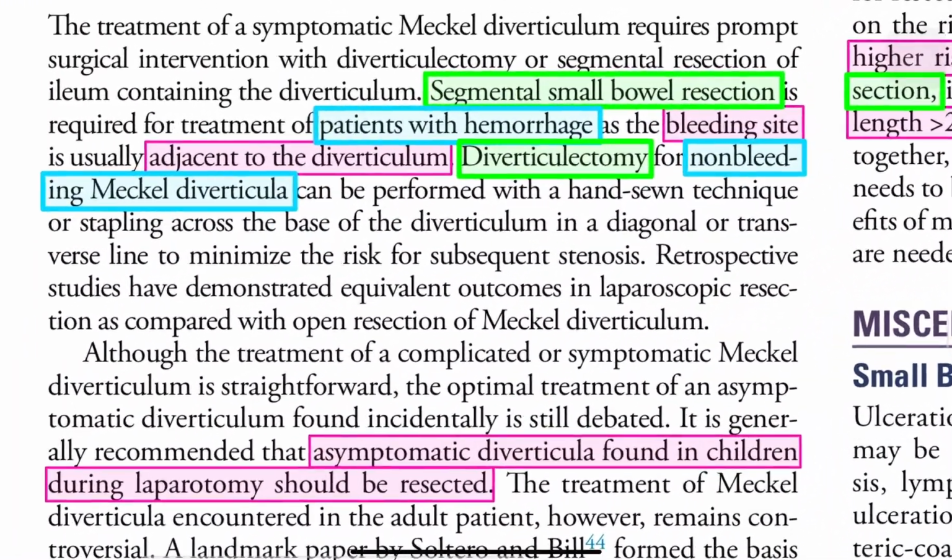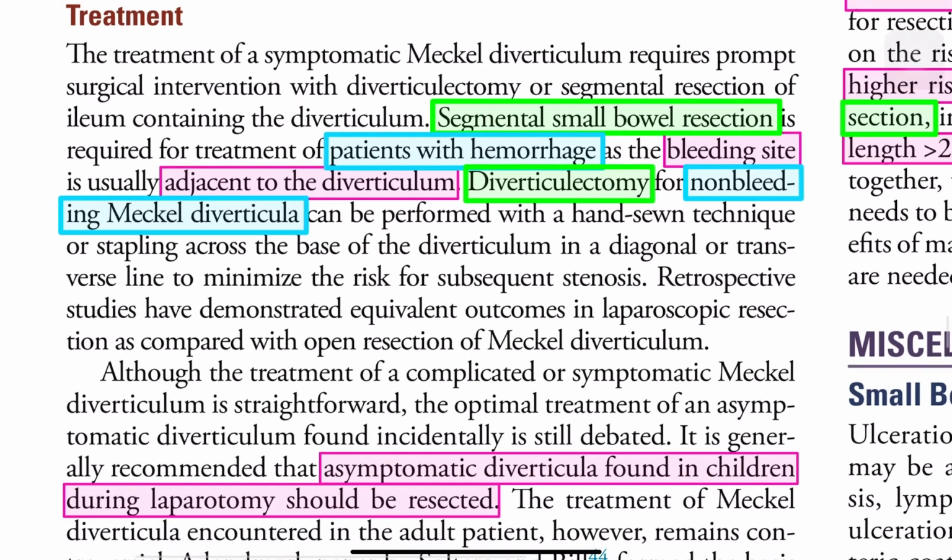Okay. Now come to treatment. If this is symptomatic, meaning the patient presents with hemorrhage, then you have to do segmental resection, because if you do diverticulectomy, the ulcer and the bleeding site is adjacent to the diverticulum, not in the diverticulum. So if the patient presents with hemorrhage, you have to do segmental small bowel resection. And if it is non-bleeding Meckel's diverticulum, then you have to do diverticulectomy.